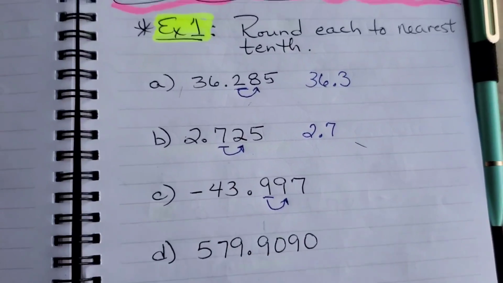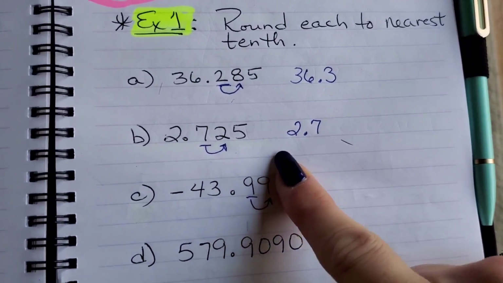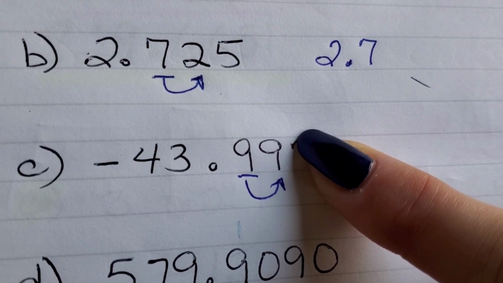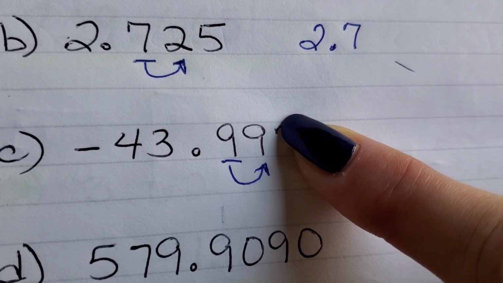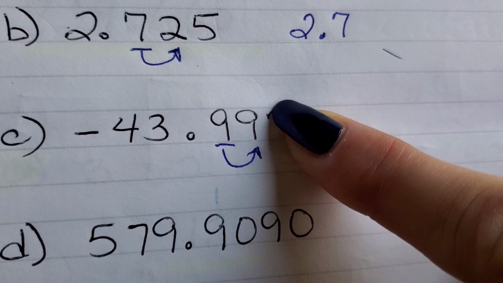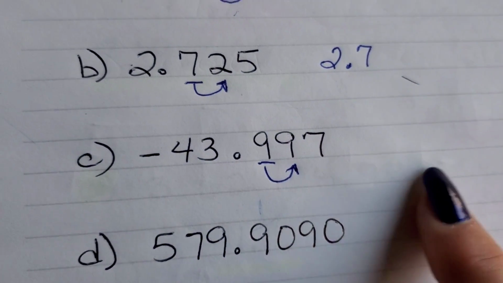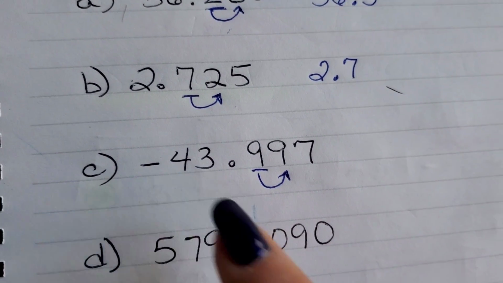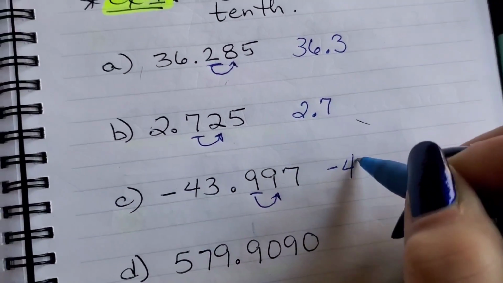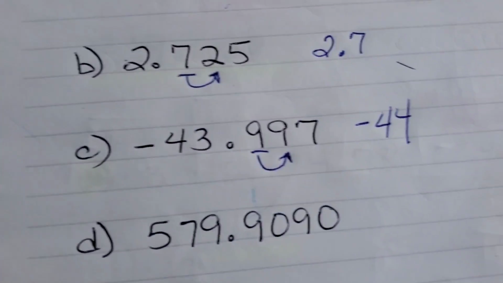Because again, look, let's pretend this just looks like normal money. I owe $43.99. All right. Well, if I was going to round that, what does that round to? Well, this 9 is going to round this 3 up. So our solution, keep your negative, is going to be 44.